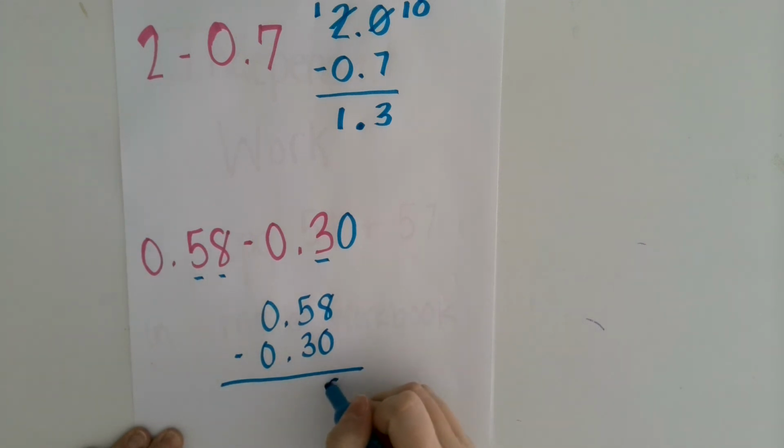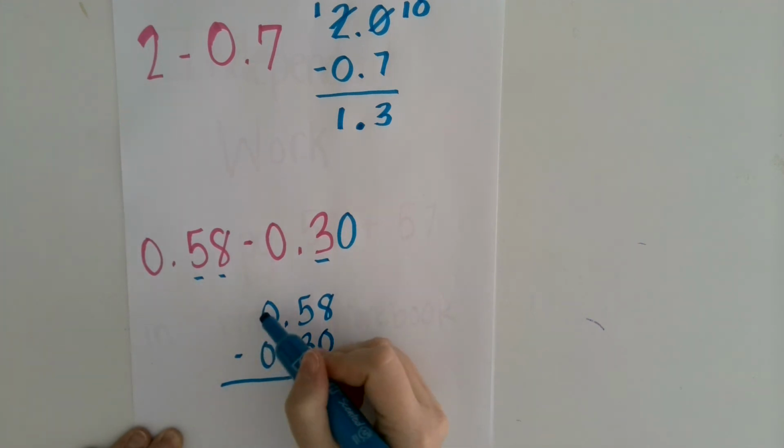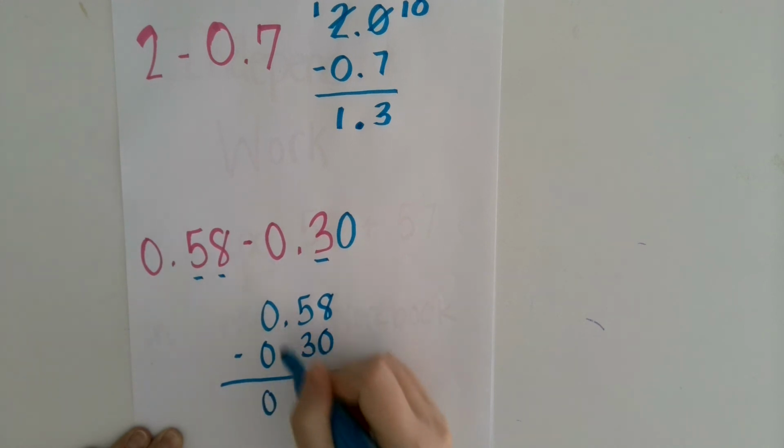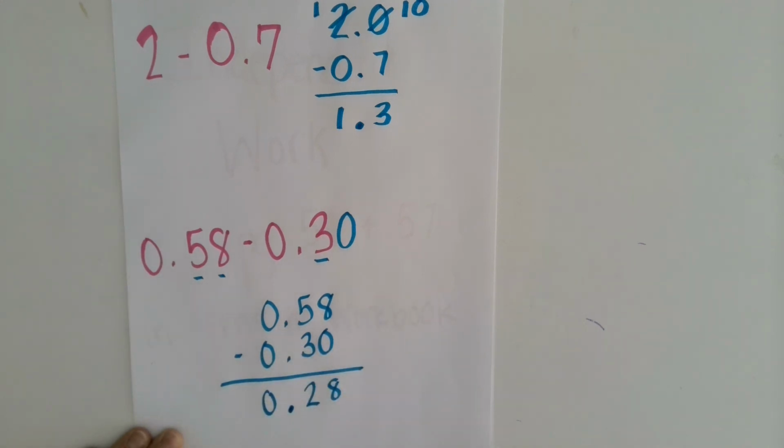8 minus 0 is 8, 5 minus 3 is 2, didn't have to do any regrouping here. 0 minus 0 is 0, and the decimal point comes straight down for 0.28.